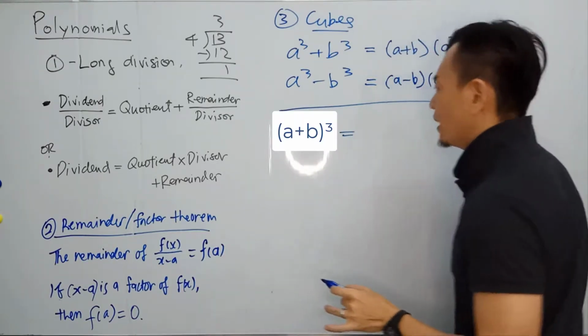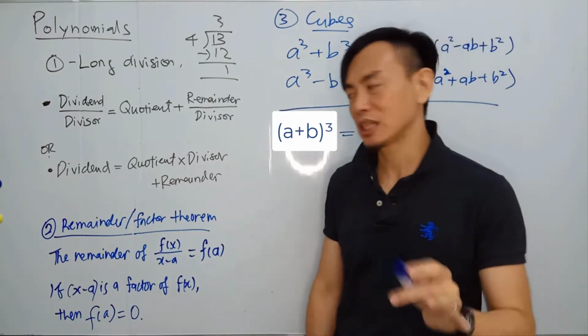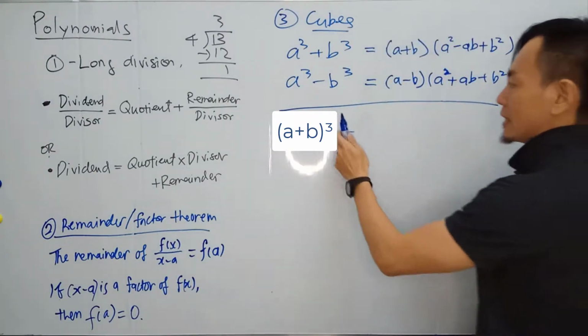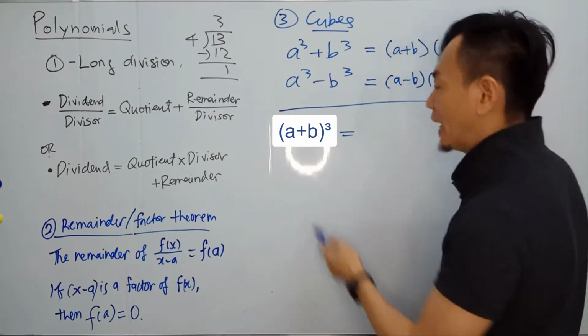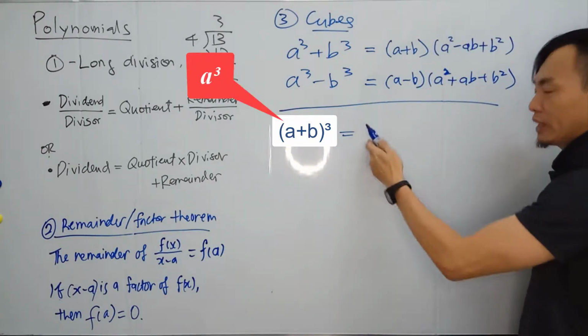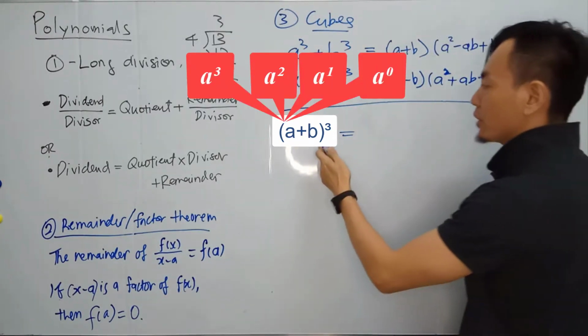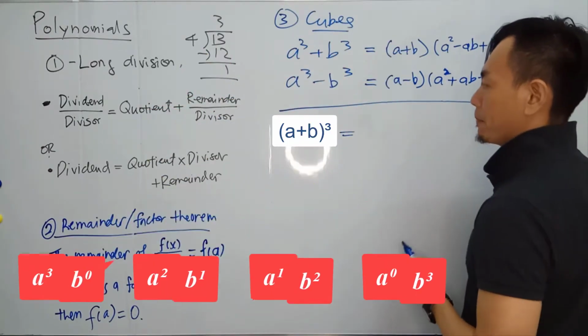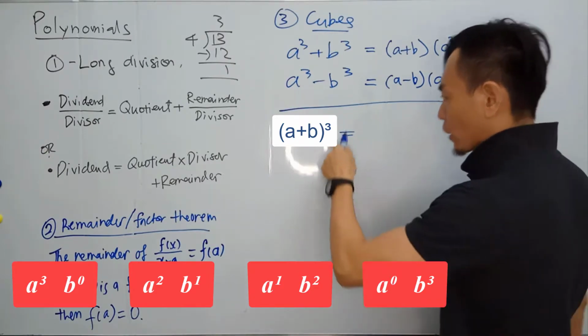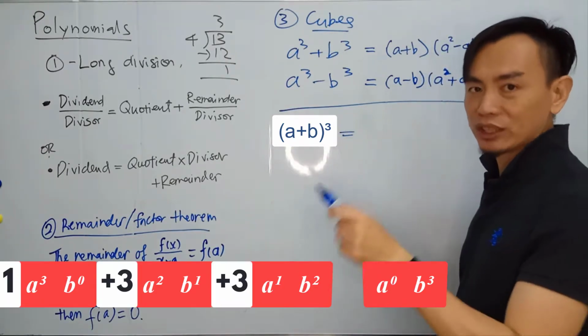Now, you're thinking it's going to take a long time. No, actually it's very fast. Because this is a cubic expansion, we know that there are 4 terms. The powers of a are going to start from 3 and then reduce by 1 each time. The powers of b are going to start from 0 and then increase each time until you get b cubed. And the other thing I know is that the coefficients of the expansion are 1, 3, 3, 1.